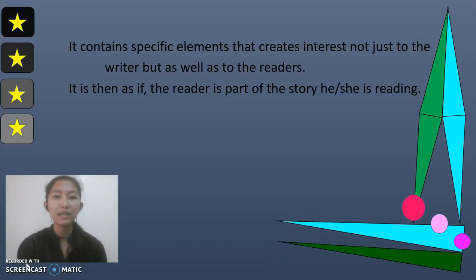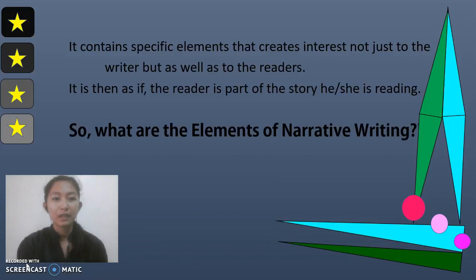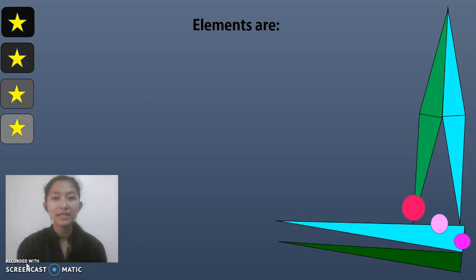So whenever you read a writing that is in the first person point of view, it is as if you yourself are narrating the story. That is why it is as if you are part of the story. So, what are the elements of narrative writing? Do you have any idea? Well, we are going to discuss it. The first element is the plot.